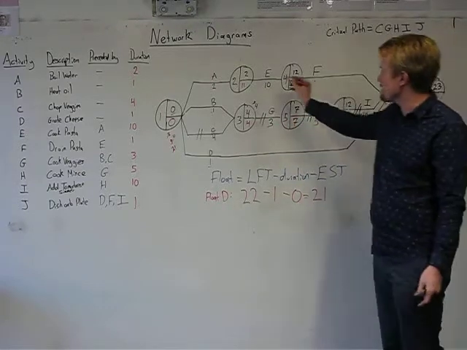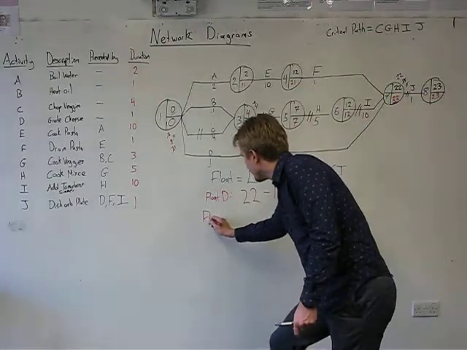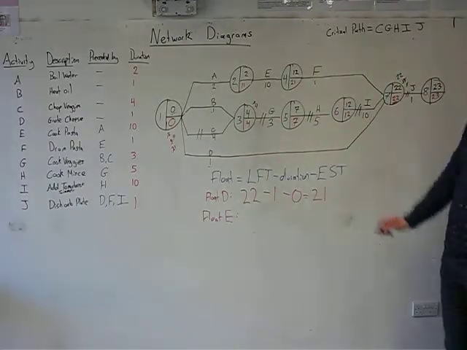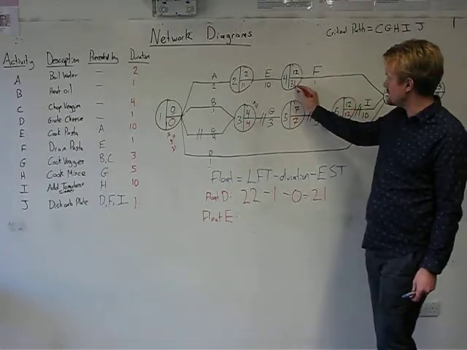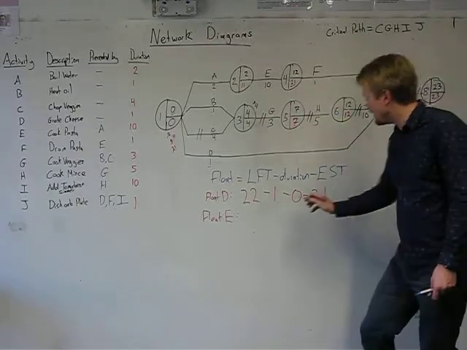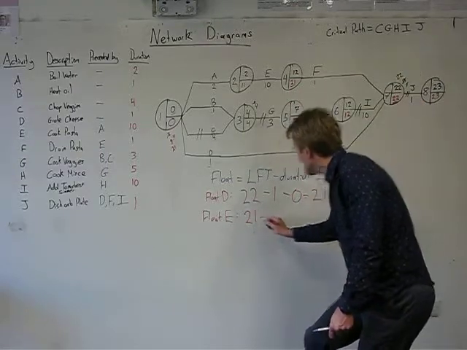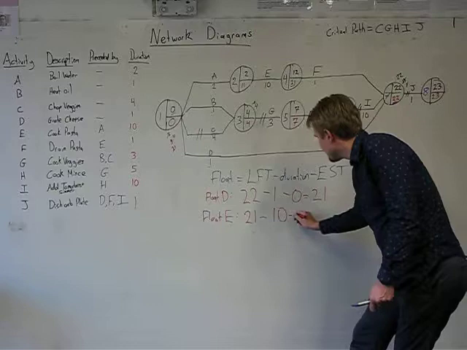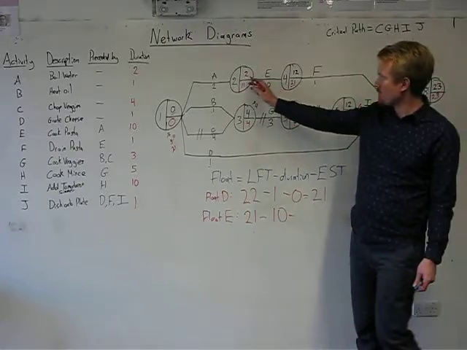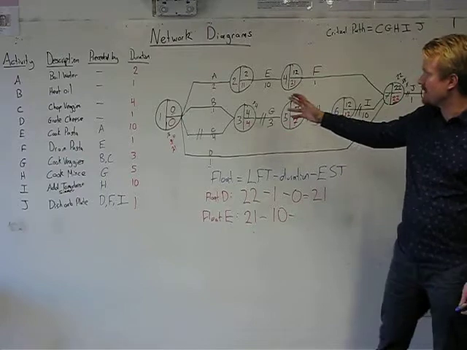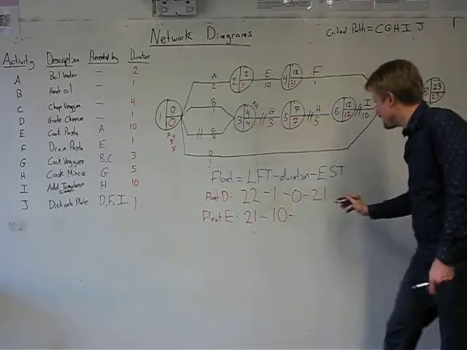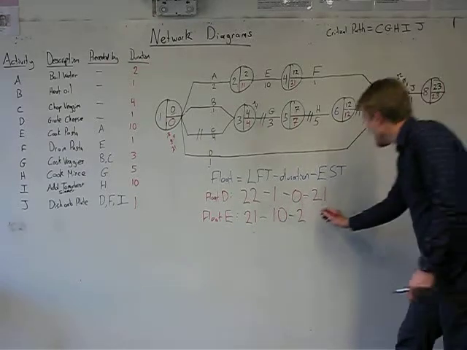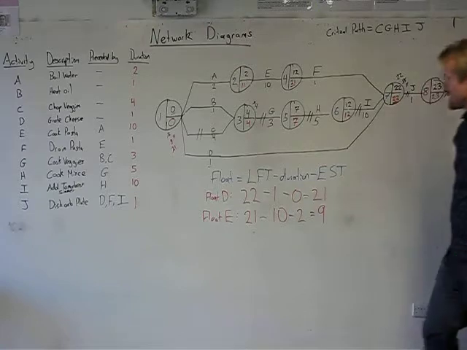Let's say task E, for example. So the float on task E, well, we look at the latest finish time. The latest finish time for task E is here on node 4, 21. So 21 minus the duration, 10 minutes, minus the earliest start time, which is 2. We can start cooking the pasta after we boil our water after 2 minutes. So 21 minus 10 is 11, minus 2 equals 9. We can work that out like that.